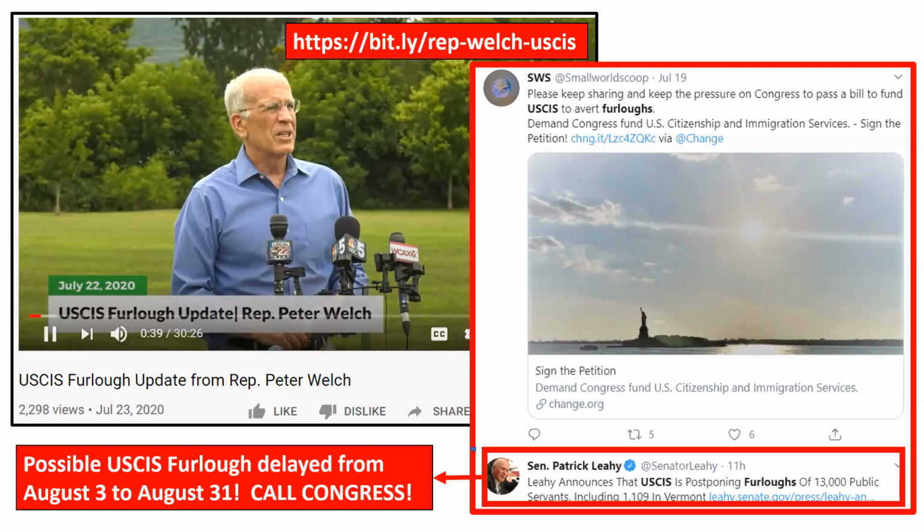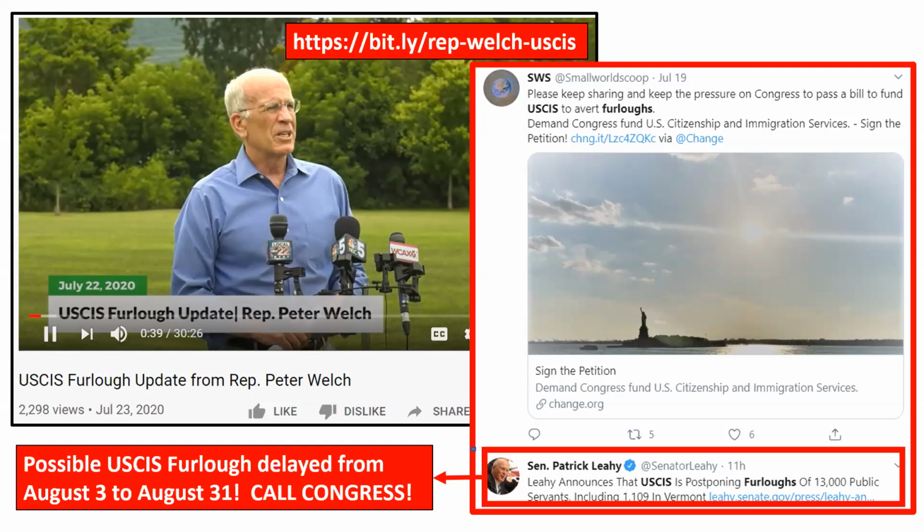So Senator Leahy got involved. Bernie Sanders got involved, Representative Peter Welch got involved, and they advocated to keep the USCIS from doing that furlough. This interview is really interesting because they were talking about the funding for USCIS and the sources of funding, but they said that USCIS actually has a budget surplus. So they're saying, why are you forcing this furlough? It doesn't make any sense.